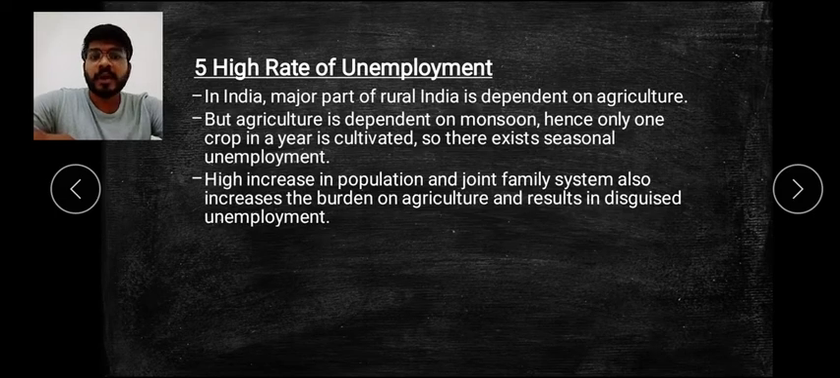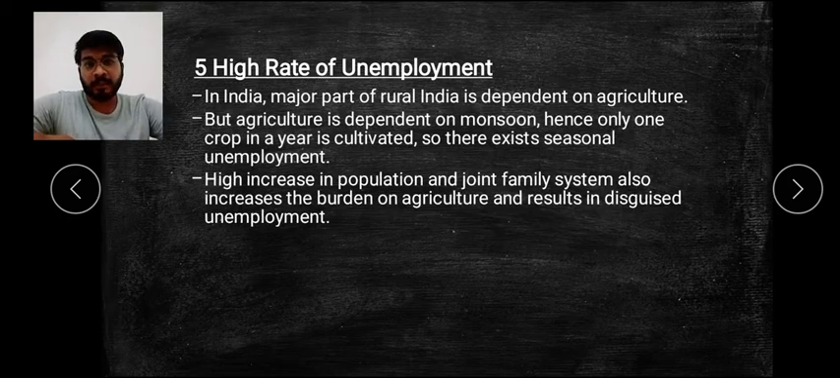Then comes, you find that most of them have a large population, there is an increase in population, and they are living in a joint family system. So what is happening? All of them are involved in agriculture activity. At that time you find disguised unemployment. What is disguised unemployment? Where only one or two persons are required, those one or two persons can handle the whole agriculture sector. Still, other members of the family are also doing the same thing, and there is no increase in production. Those persons who are added, because of whom there is no increase in production, become disguised unemployment.